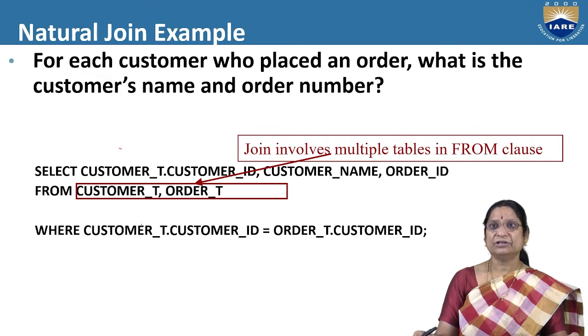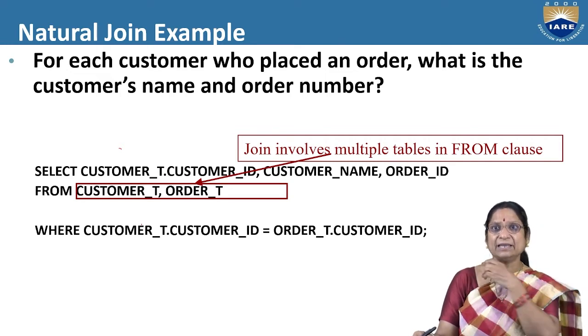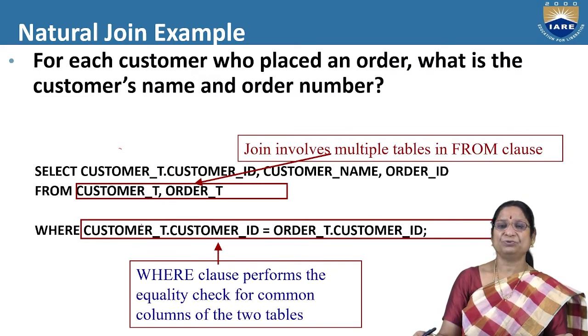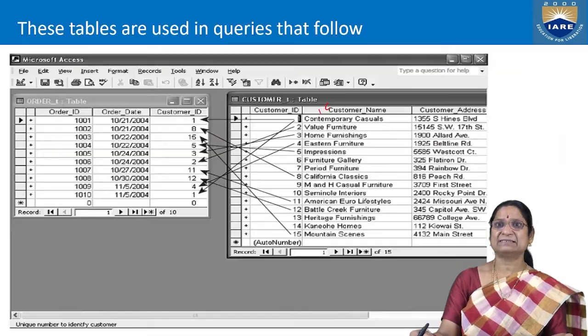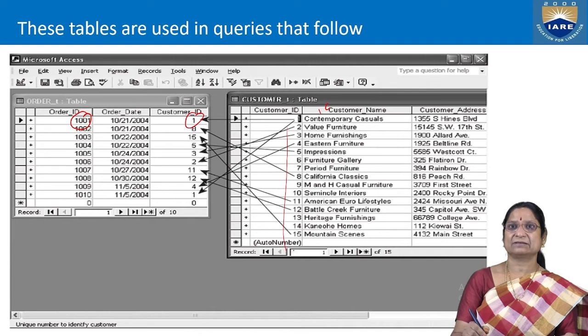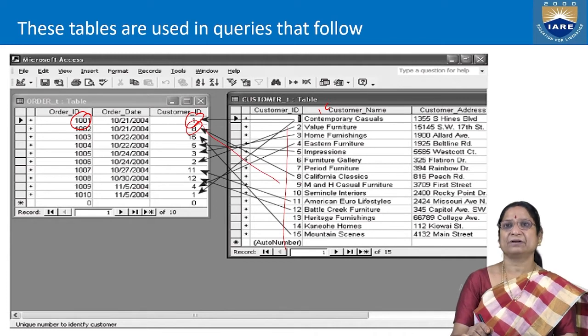You observe here, join involves multiple tables in the from clause, and where clause performs the equality check for the columns of two tables. As I told you, you observe in the previous example, first this table's customer ID is compared with all these customers. Any match that occurs will be retrieved. And the second is compared with all rows of the second table. Any matching that occurs will be retrieved.